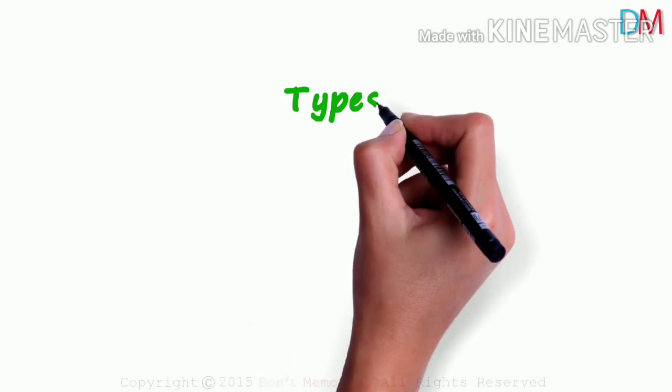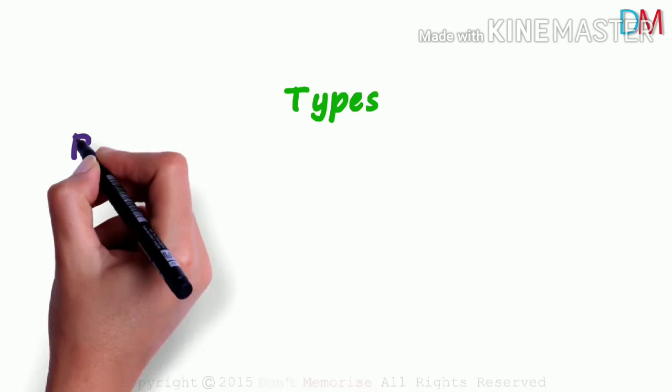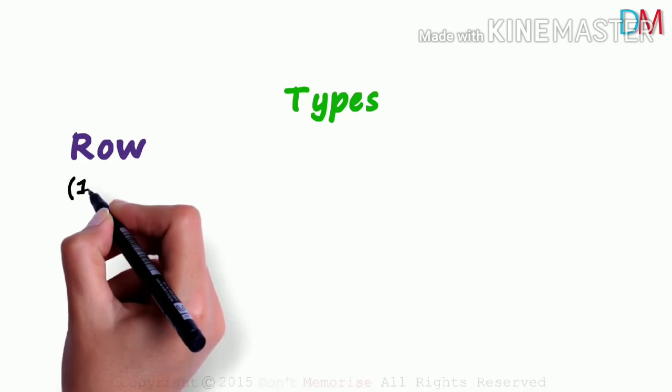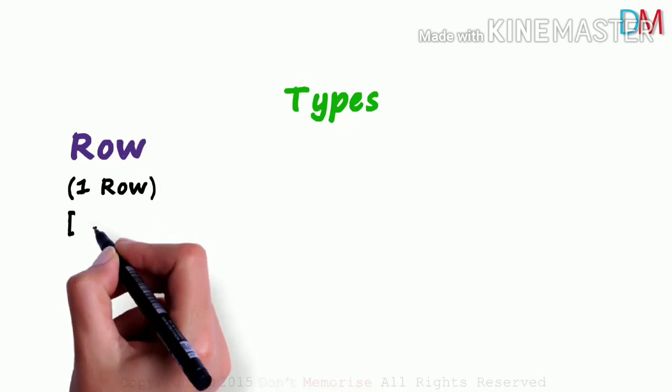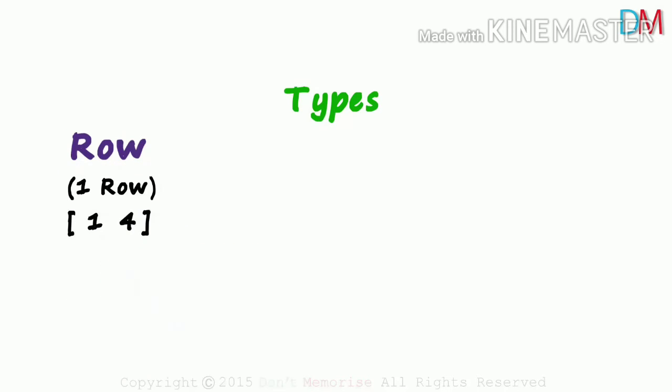What are the different types of matrices we should know about? The first type we will look at is called the row matrix. As the name suggests, it is a matrix with just one row. Yes, just one row. This is an example of a row matrix. It has just one row. The number of columns doesn't matter. If it has just one row, it's a row matrix.